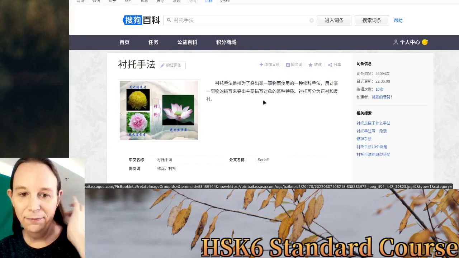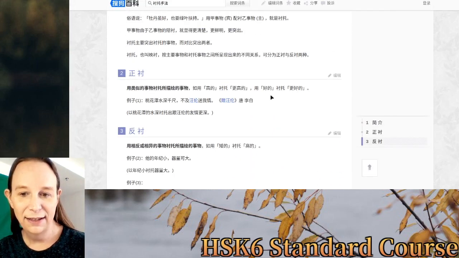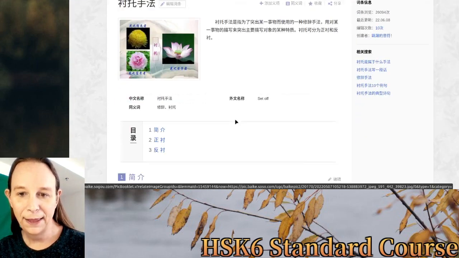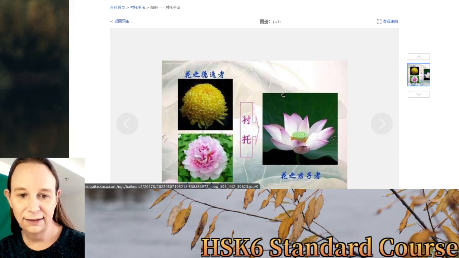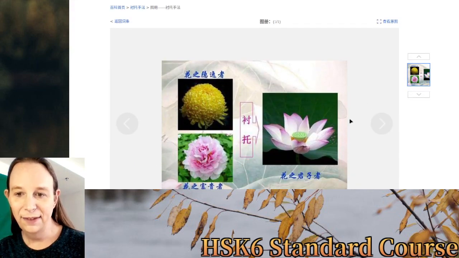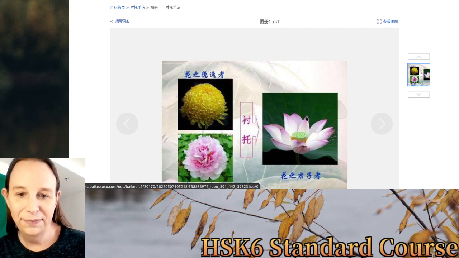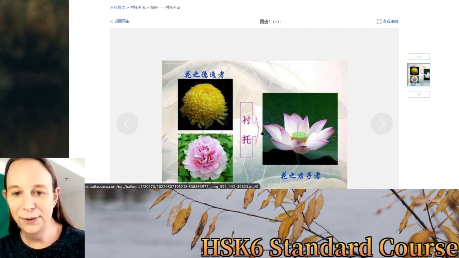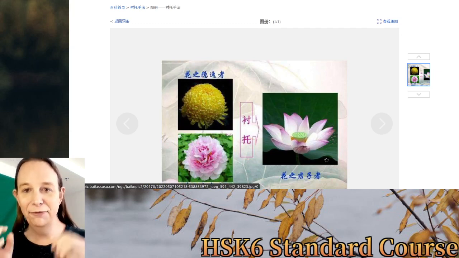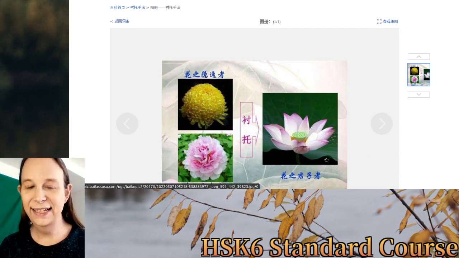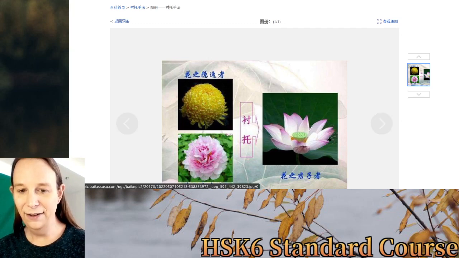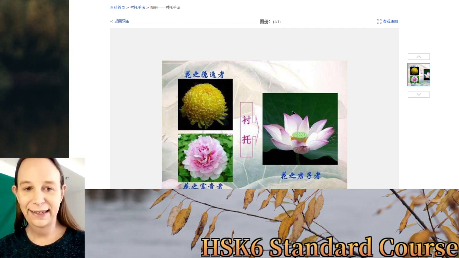衬托手法. Let's click on this page, see what we get. I need images. All right, so this is about all we're getting. But the flower looks good against the dark background because it really makes the flower look bright and colorful. So it offsets like that. The dark background offsets the flower.